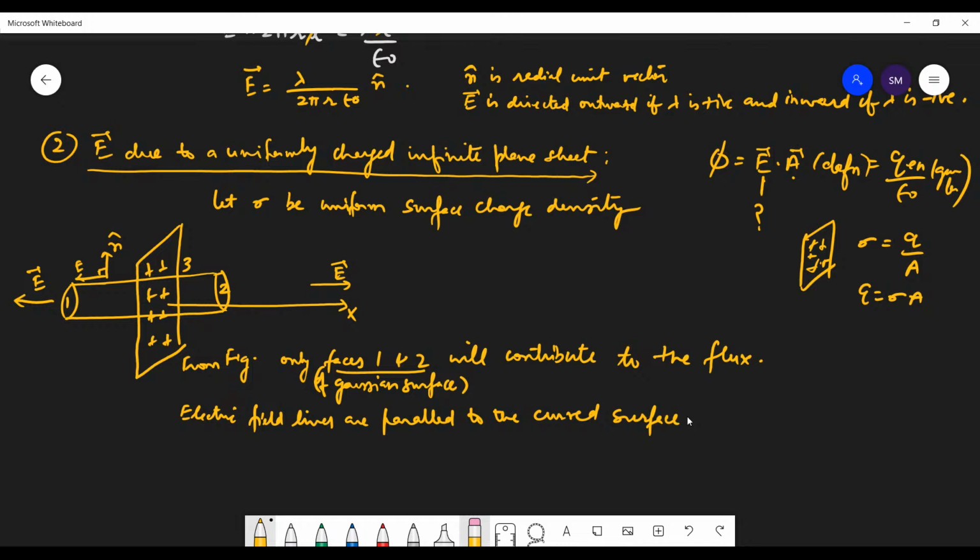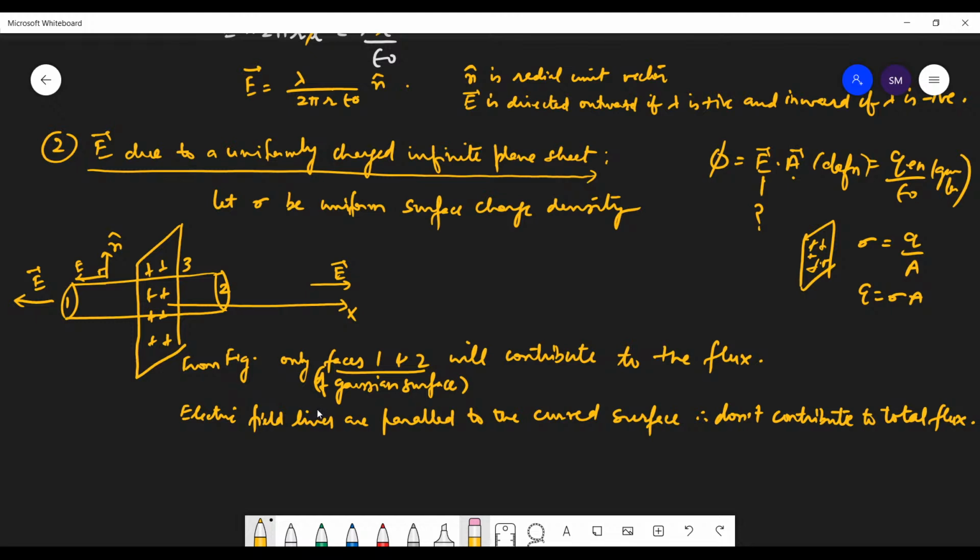So the field lines parallel to the curved surface therefore do not contribute to the total flux. So it means flux will only be contributed by phase 1 and 2.